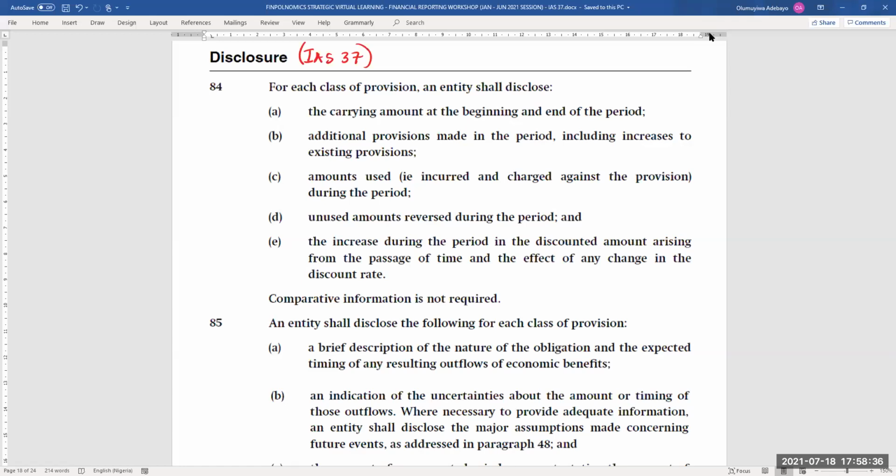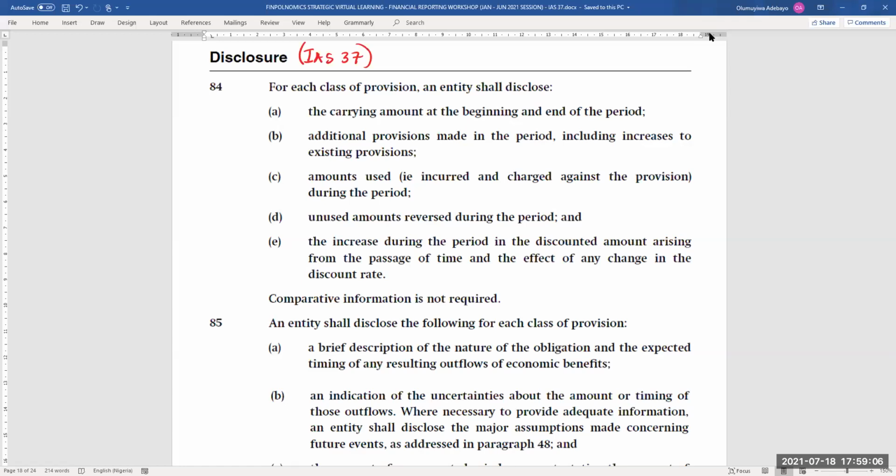B, additional provision made in the period, including increases to existing provisions. C, amount used, i.e., incurred and charged against the provision during the period. D, unused amount reversed during the period. E, the increase during the period in the discounted amount arising from the passage of time and the effect of any change in the discount rate. Comparative information is not required.